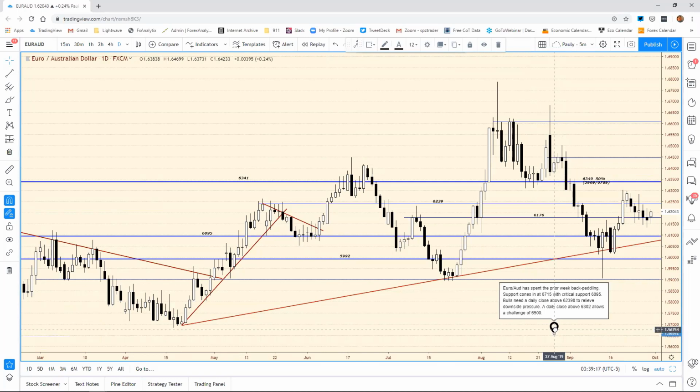The euro has spent the prior week backpedaling. Support comes in at 67.15 with critical support at 60.95. Bulls need a daily close above 62.39 to relieve the downside pressure. We're still a little ways from that. A daily close above 63.02 allows a challenge of 65 units. So you can see, as I mentioned, this past week has been kind of a slide, backsliding here. We're trying to hold our own.